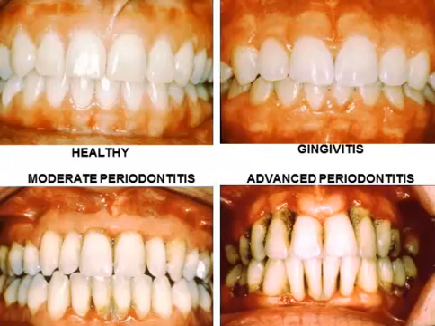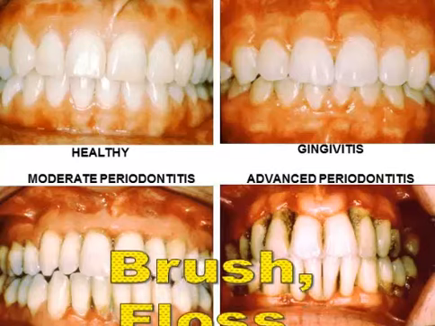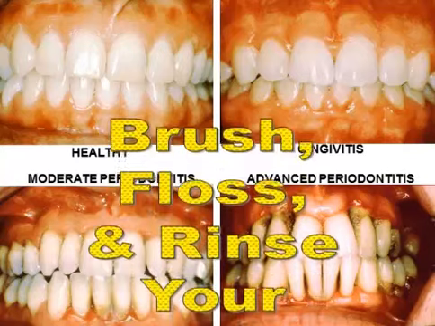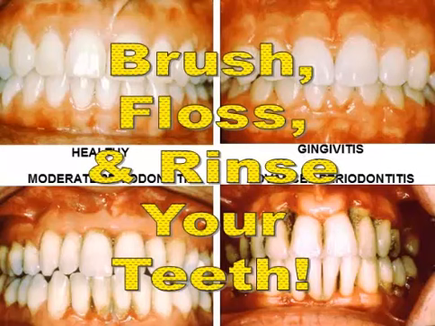The gums are shrinking. Because they're infected with bacteria, the gums are actually receding, which simply exposes more and more of the tooth. So I hope you can see the main idea from this. Let's brush, let's floss, let's rinse our teeth on a daily basis. We're trying to control the bacteria that are in your mouth.